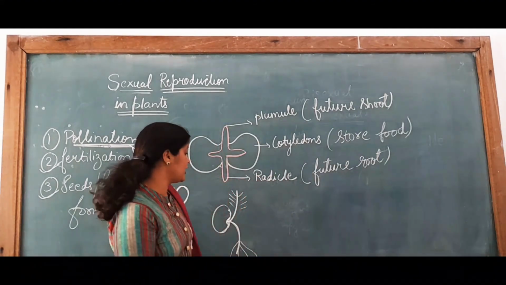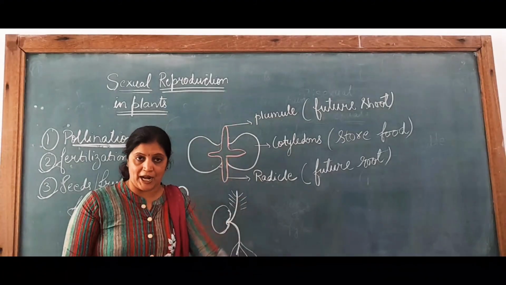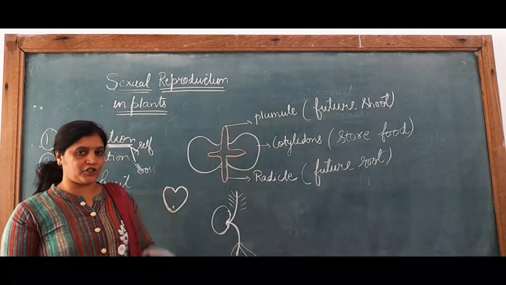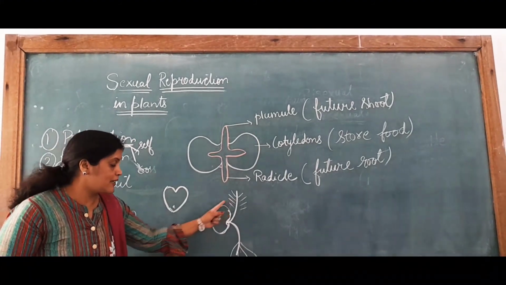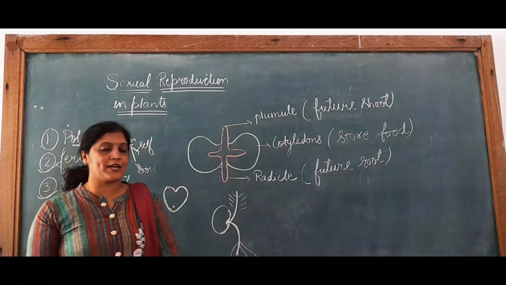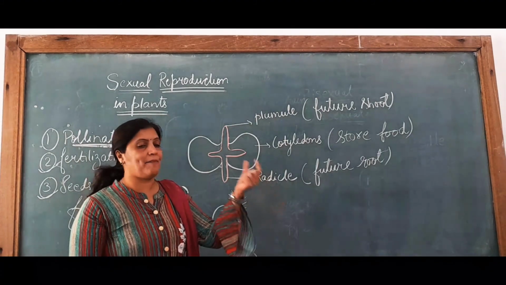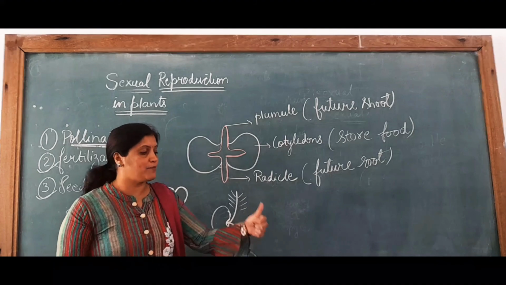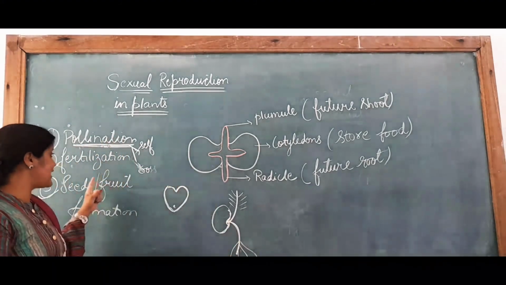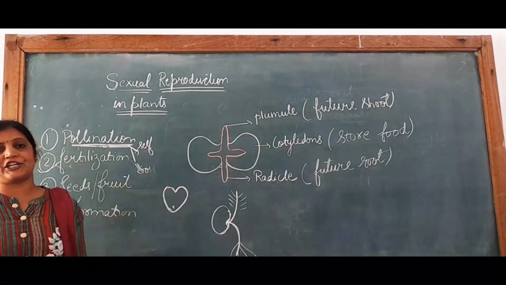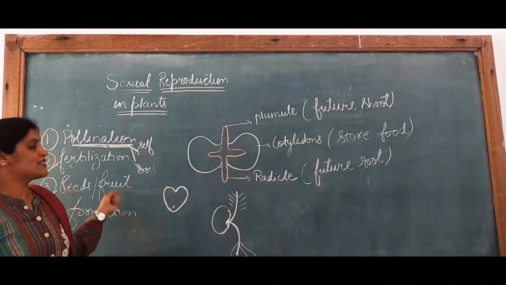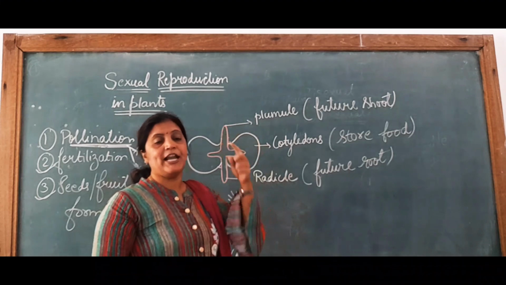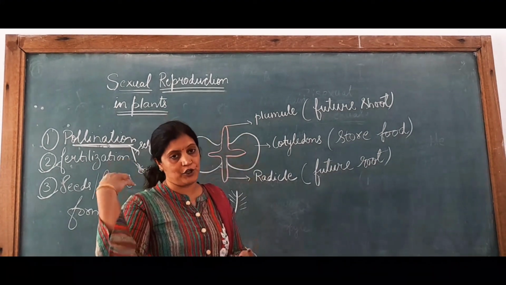After germination, we get a new developed plant. But we get this seed by sexual reproduction. How? Male gametes of pollen grains and female gametes of ovules. First pollination, after that fertilization, and after fertilization the ovules turn into seed, and when we grow this seed in the field, it develops as a new individual.